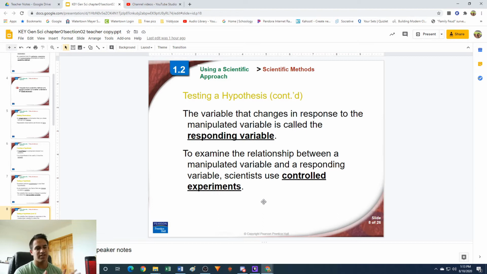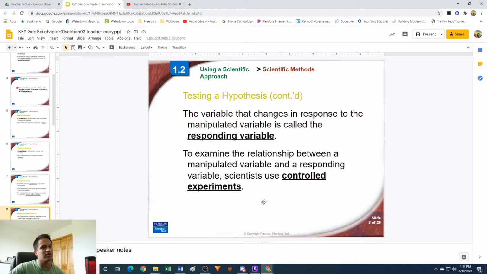So in the example of the paper airplane thing I gave you before, our manipulated variables would be if we have wider wings or narrower wings, or we tilt the wings up or tilt the wings down. Those are all manipulated variables. And the responding variable would be how far the plane goes, right? So we can measure the distance.